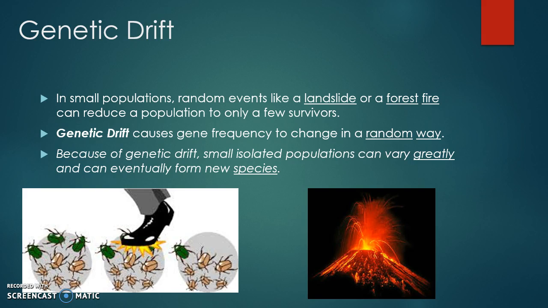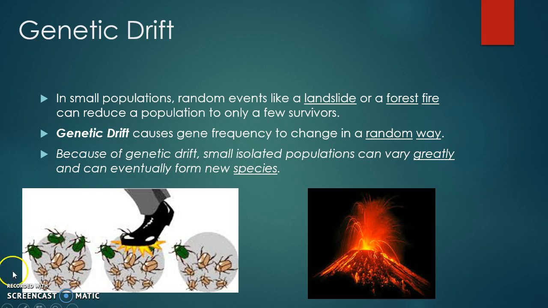Random events like landslides or forest fires or volcanoes or just other natural disasters might just wipe out a section of a population. And not because that population is bad at surviving, just because they were in the wrong place at the wrong time. Because of genetic drift, this can cause a population to just shift wildly in favor of one trait over the others. Not because they were better at surviving, but because they just got blown up or some other thing like that.